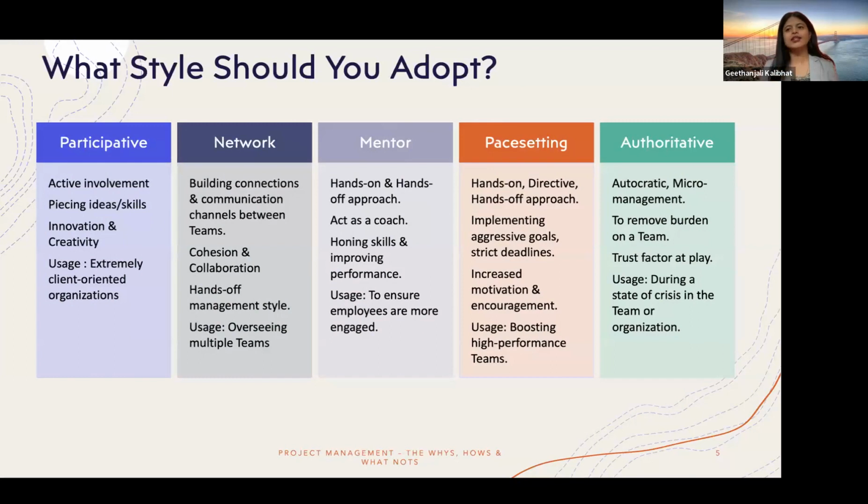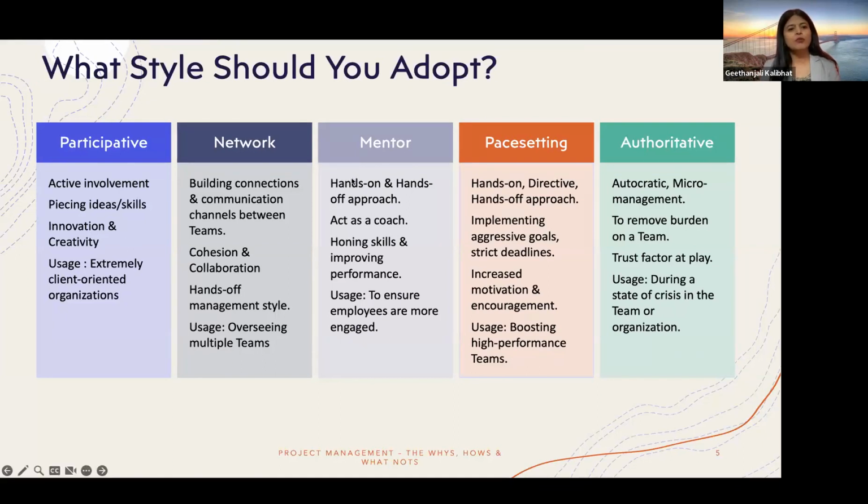Interestingly, there is an expert by name Allison, and she has come up with these 5 styles of management: participative, network, mentor, pace setting, and authoritative. So depending on the situation, you will be able to pick, and you should be the best judge there when you want to pick which one and why.